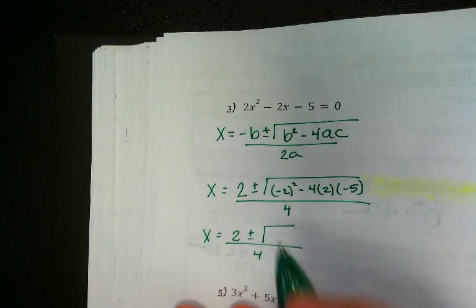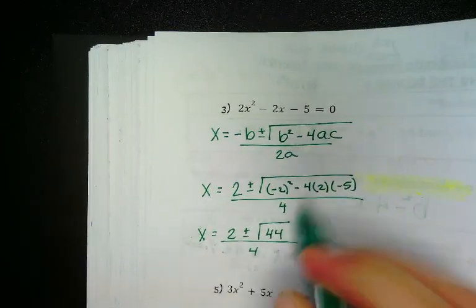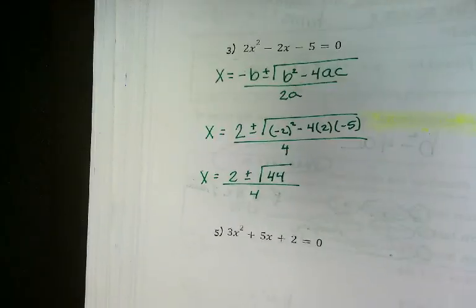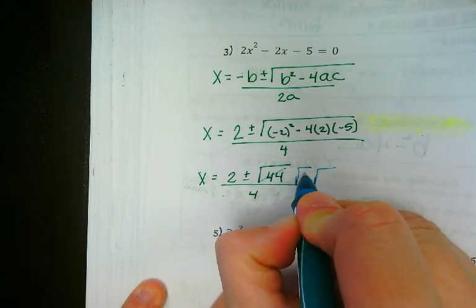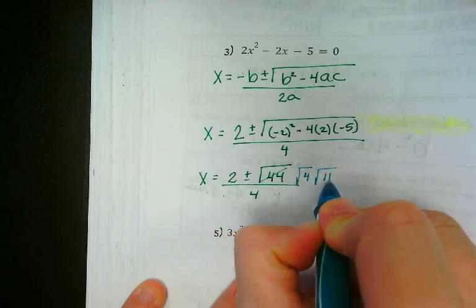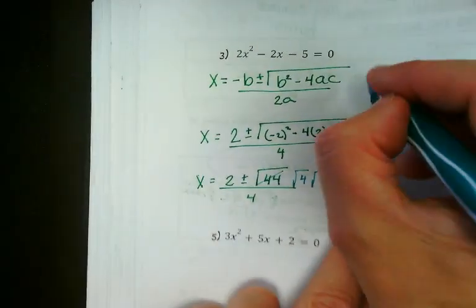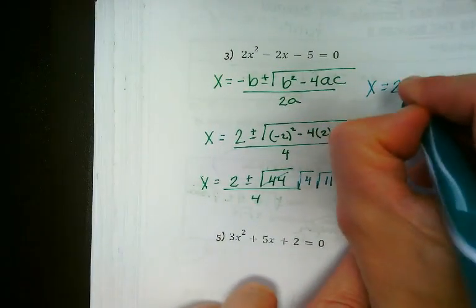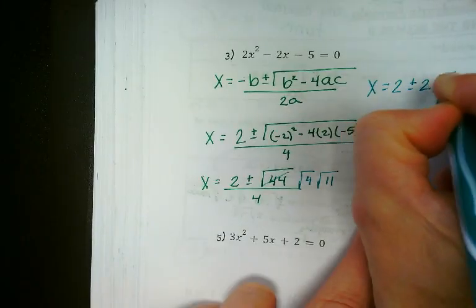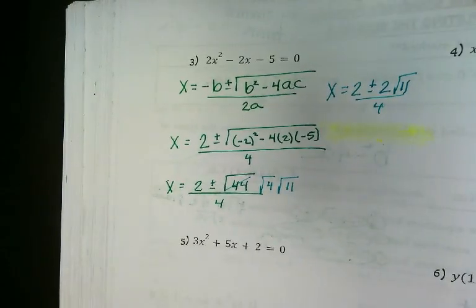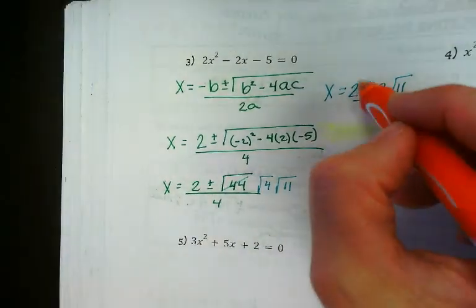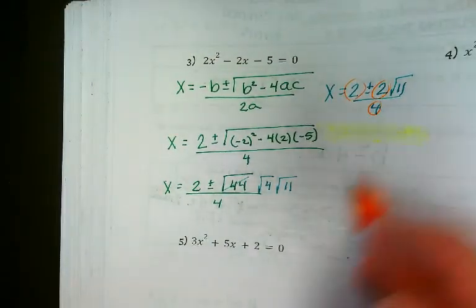All right, see, a lot of good work. We should be getting 44 under here. Okay. I'm going to kill 44, though. What two numbers can I replace it with? 4 and 11. And then the 4 becomes a 2. So I have 2 plus or minus 2 root 11 over 4. Okay, so simplify the radical first. Now the last step is, if everybody outside has something divisible, we're going to go do it.